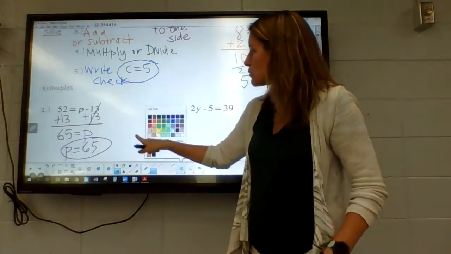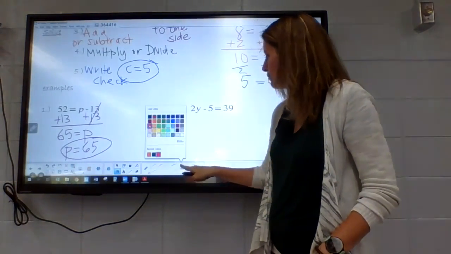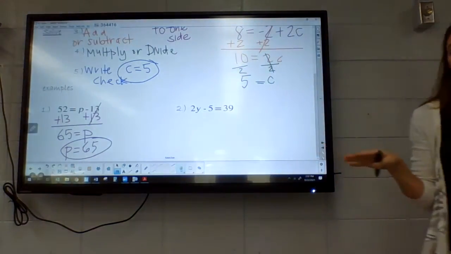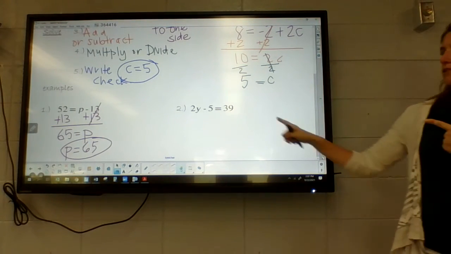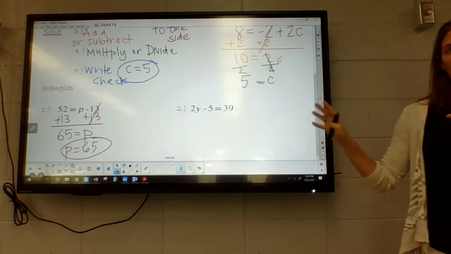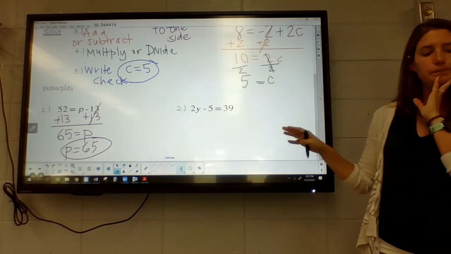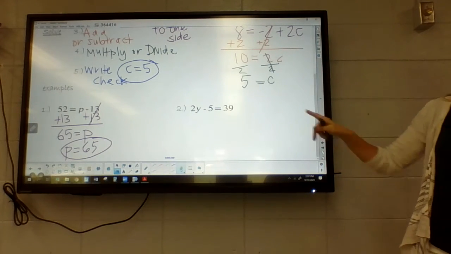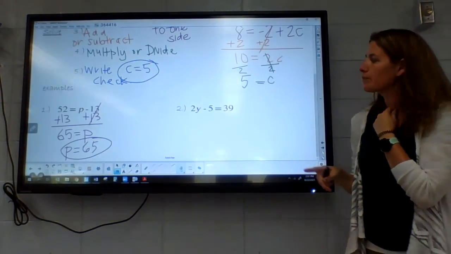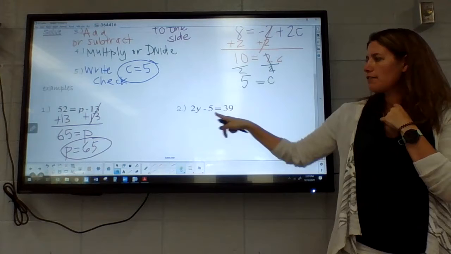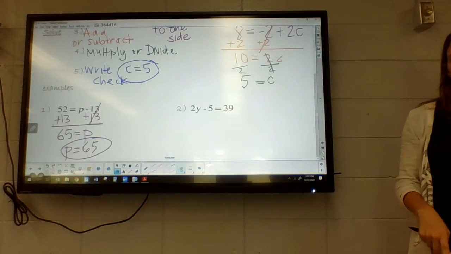So our next one here, in terms of deciding what to do first, there's no parentheses, so that's no distributing. There are no like terms on each side of the equal sign. So we're ready to solve. So we want to add or subtract first. I want to get rid of whatever is being added or subtracted to y. So what are we going to get rid of first?